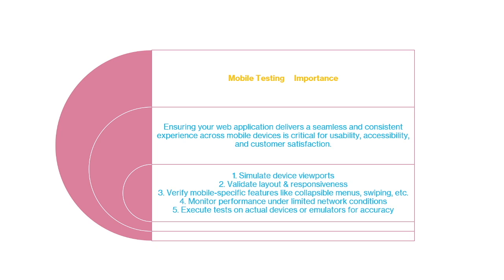First, we simulate device viewports. Second, we validate layout and responsiveness. Third, we verify mobile-specific features like collapsible menus and swiping. Fourth, we monitor performance under limited network conditions. Fifth, we execute tests on actual devices or emulators for accuracy.